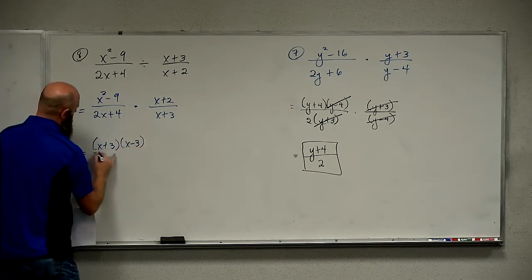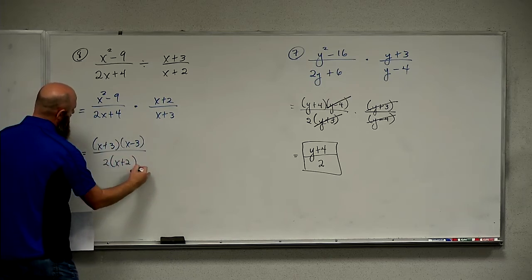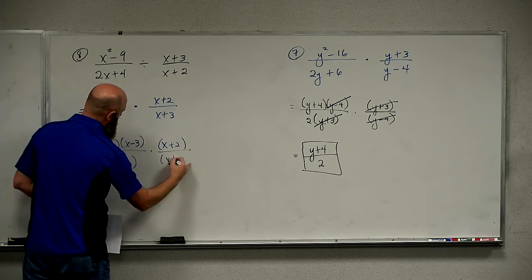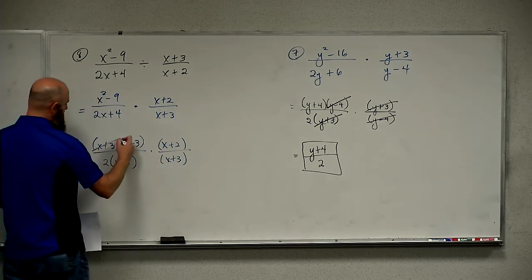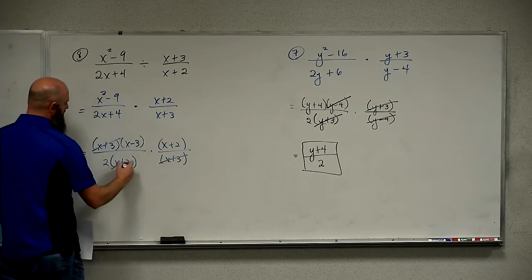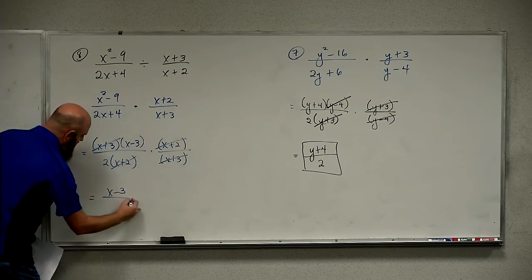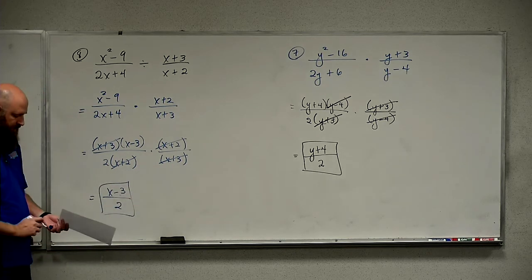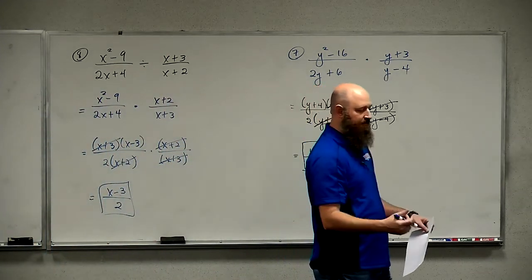So I get x plus 3, x minus 3. I can take a 2 out of that one. And then we have x plus 2 over x plus 3. So again, we can see the x plus 3 on top and bottom, the x plus 2 on top and bottom, and I'm left with x minus 3 divided by 2 for my answer. Okay. So those are the things that you're going to be looking for here in 5.1.